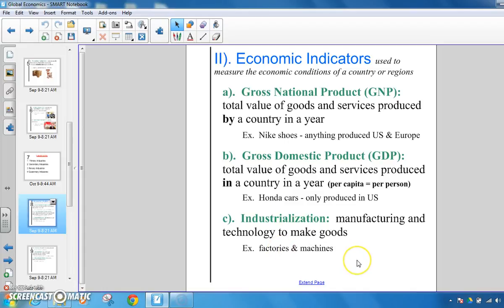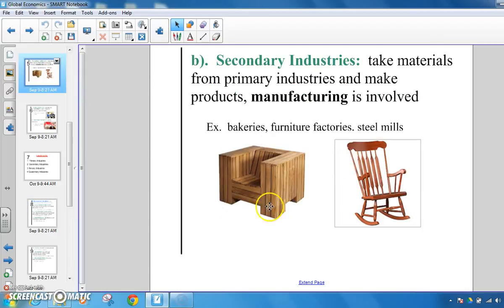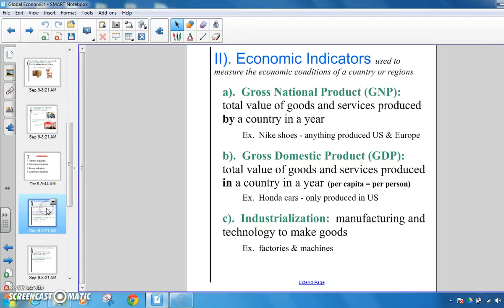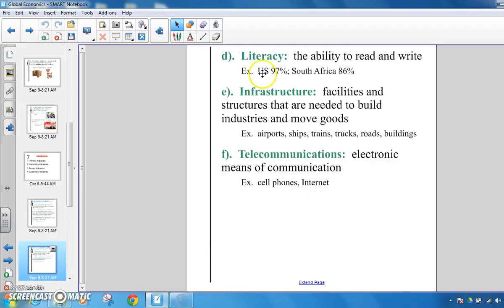Now, see, industrialization, that's where we get factories and machines. We go from handmade items to machine-made goods. As we saw, countries that can industrialize or can make products are usually much richer than ones that can't. Literacy rate is just the ability to read and write. And so this tells us how many people in America or South Africa can read and write.